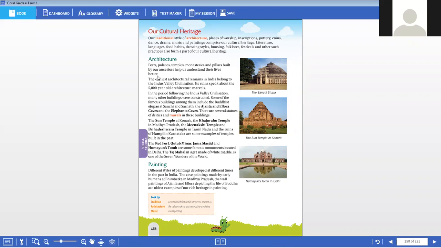Traditional. Architecture. Inscriptions. Literature. Practice. These are a few words, children, from the topic which we have covered.